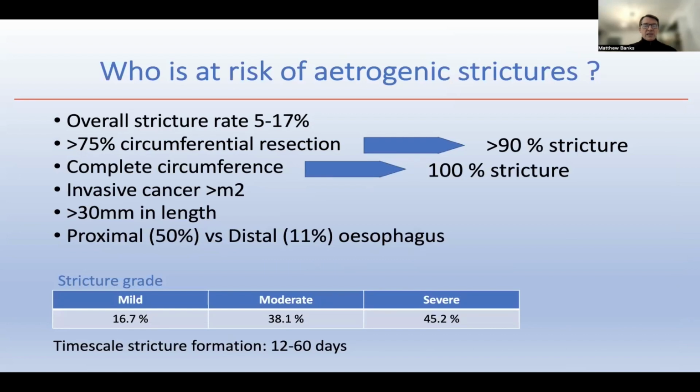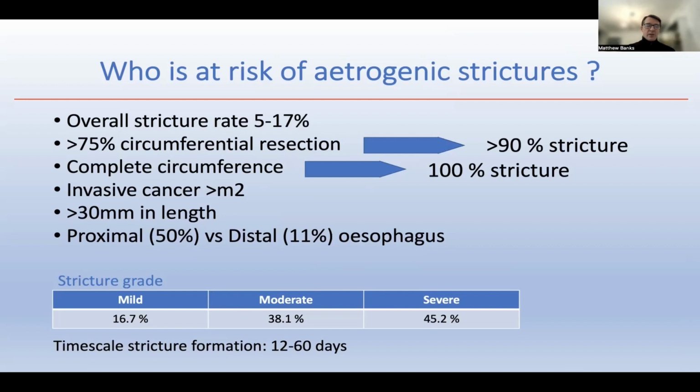The risk of strictures is really dependent upon how extensive the resection is. Overall, the stricture rate is between 5 and 17%. However, once the resection reaches 70% of the esophageal circumference, the stricture rate can increase up to 90%. And in those who have a complete circumferential resection, the stricture rate nearly always reaches 100%.